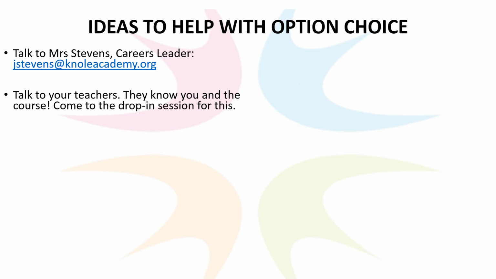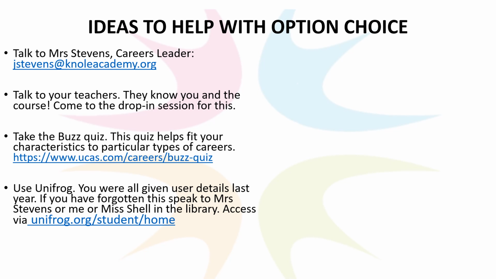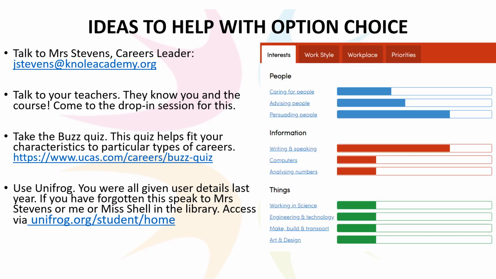There are also a lot of online quizzes that help you match your personality type and preferences to particular careers. I like this Buzz one, which I've given you here, but there are loads more available. The Academy also subscribes to Unifrog, which is an online careers platform. This has huge amounts of information about subjects and careers. And if you can't remember your individual login details, you can speak to Mrs. Stevens, the careers leader, or me, or Miss Shell in the library. And that is my Buzz results.